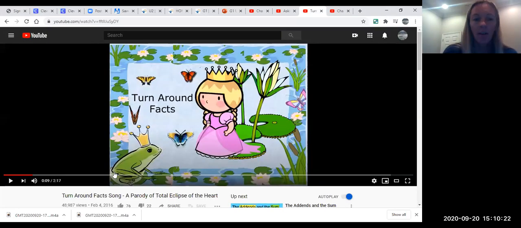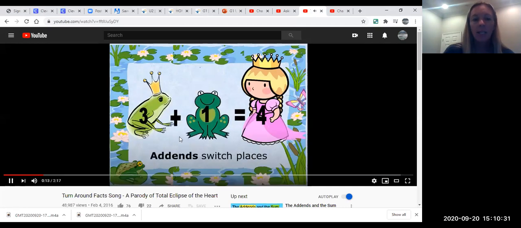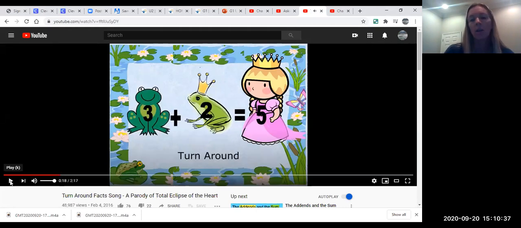It's called Turnaround Facts. And I want you guys to go ahead and look where it says 1 plus 3, 3 plus 1. So you can see same number, the only difference is they're in a different order. So if we have 3 plus 2, I want you guys to raise your hand and tell me what the opposite of 3 plus 2 would be. Go ahead, pause me.